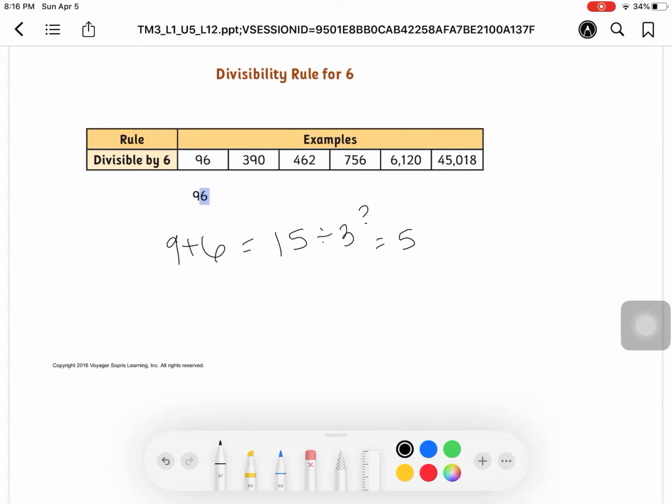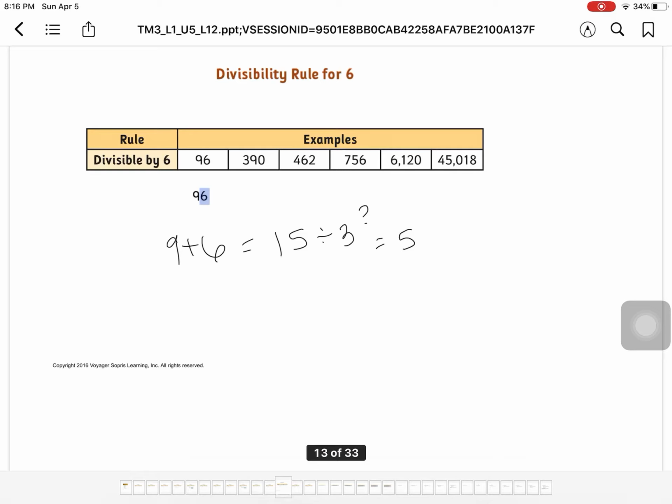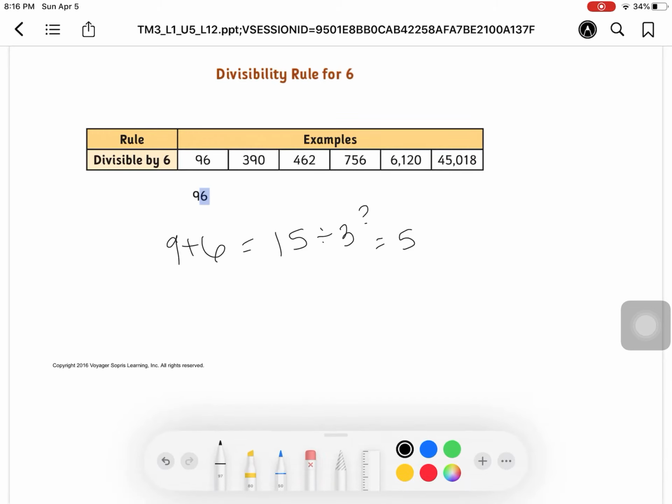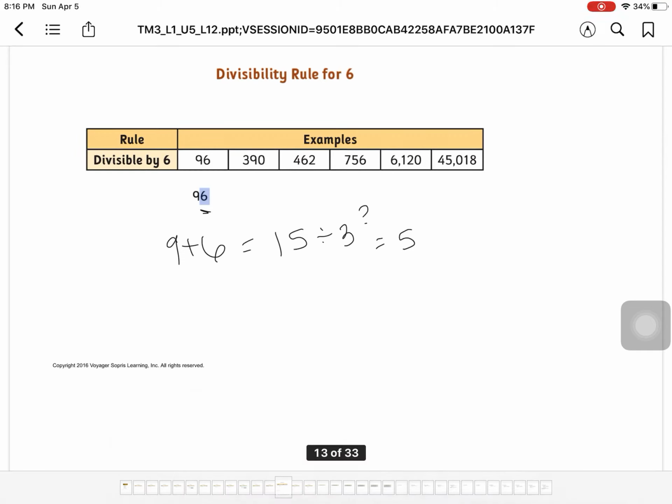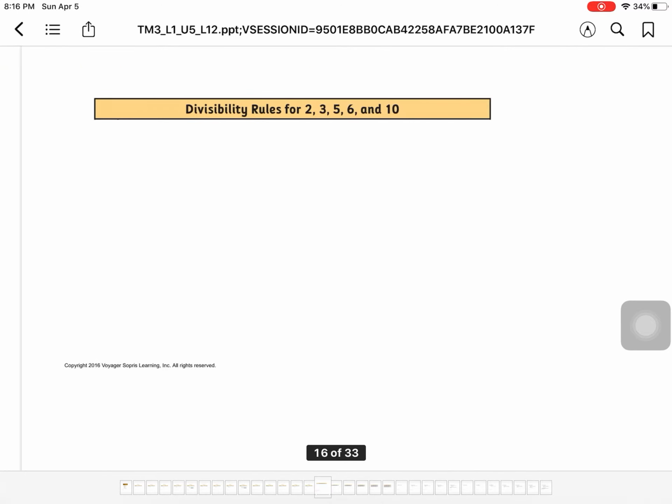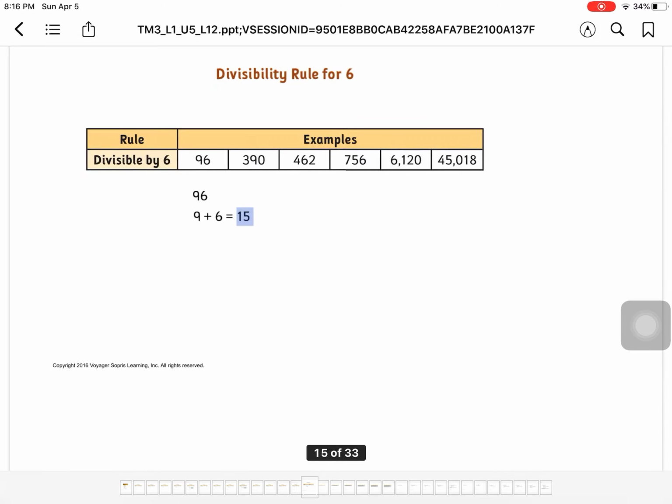The other thing I need to look at is what is the end digit. This end digit is an even number. 6 is an even number, so I know my rule for 2 will work. So do I now know that 96 is divisible by 6? It is because it worked for both of them.